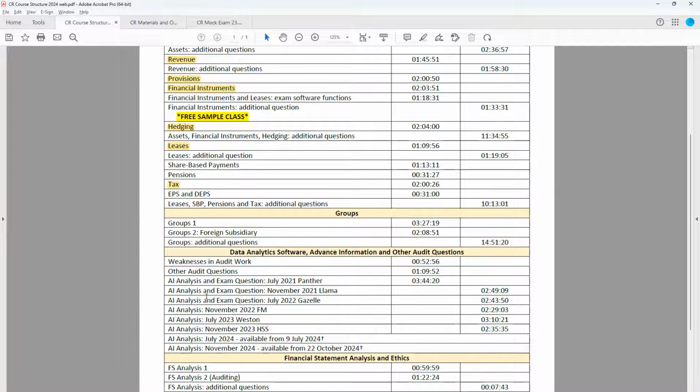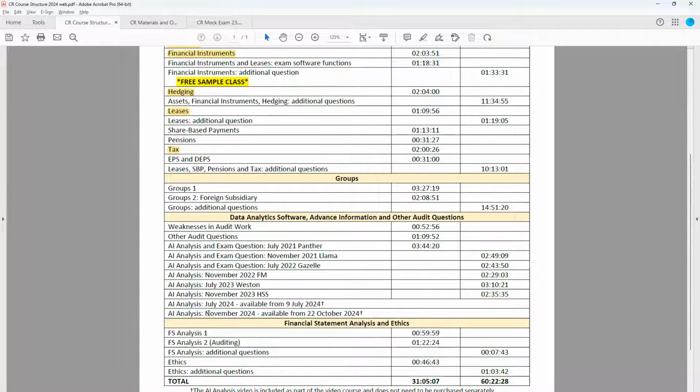So this is absolutely a good use of time, working through the past AI and answering the questions which were based on the Inflow dataset. Then when your live advanced information is released, there'll be a video added to the video course, which you will have access to.